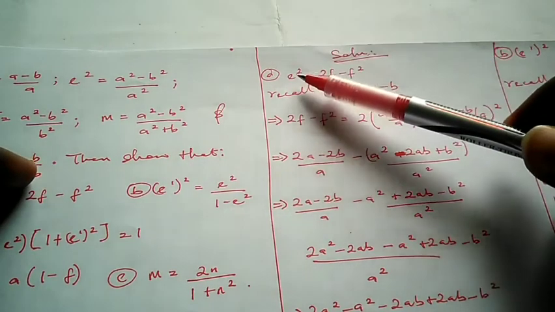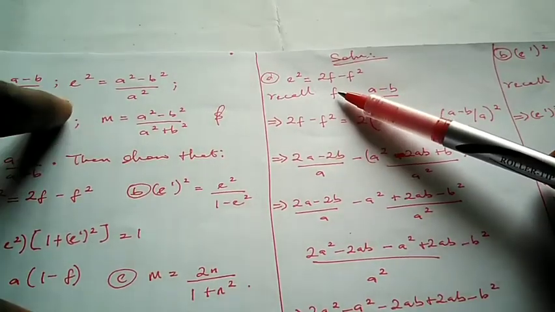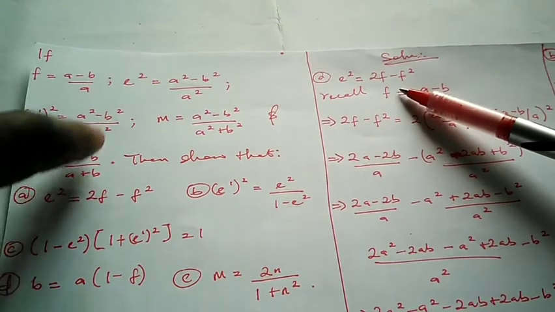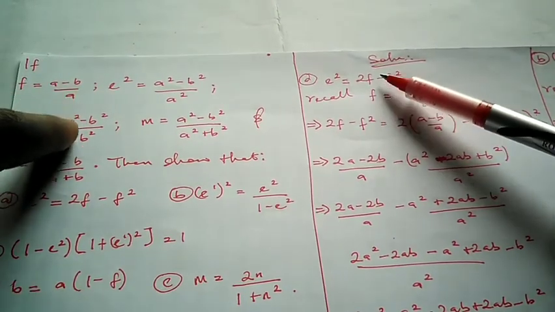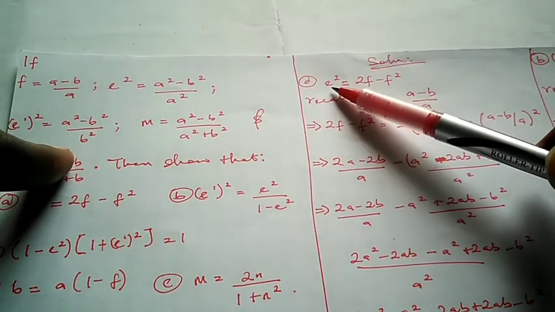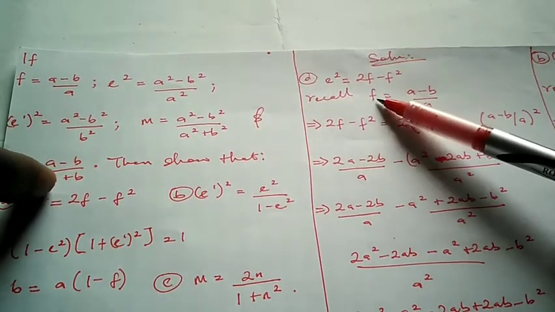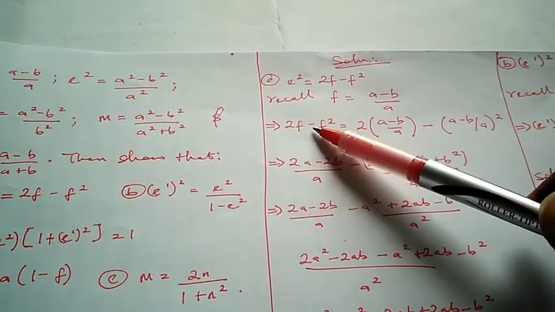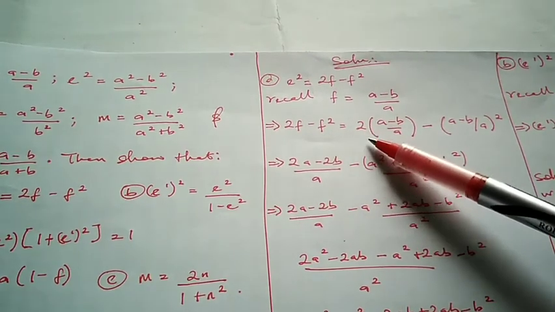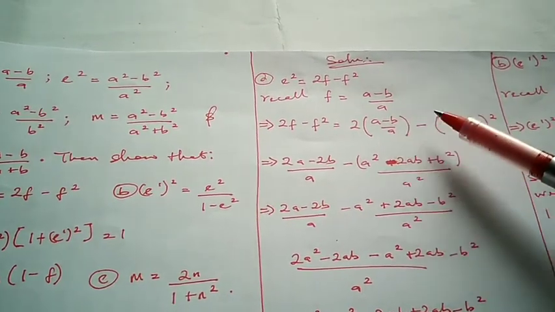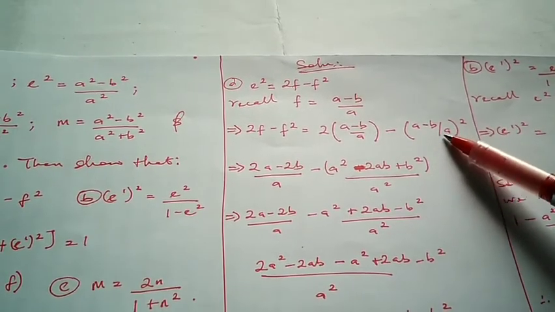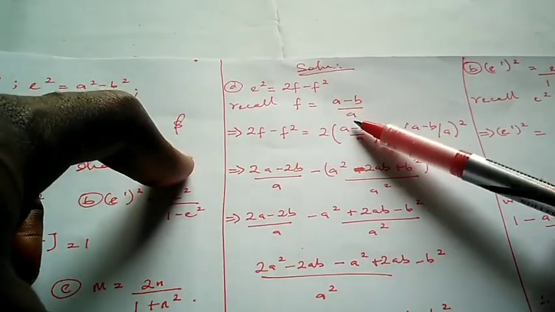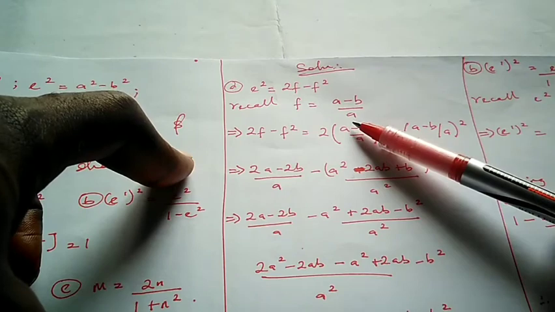So now let's continue. This f, as it was given to us here, is a minus b all over a. Now if we want to work from the right hand side to get to the left hand side, it's still very simple. So f is equal to a minus b all over a. This then implies that 2f minus f squared will now be equal to 2 into a minus b all over a, minus a minus b all over a squared, because anywhere we see f now, we replace it with a minus b all over a. Substitution. Are we together, please?